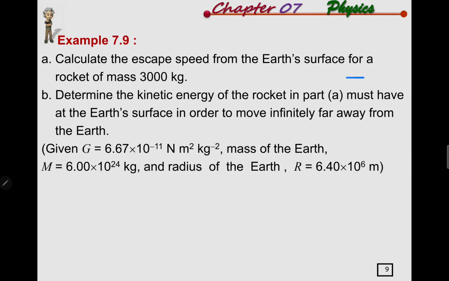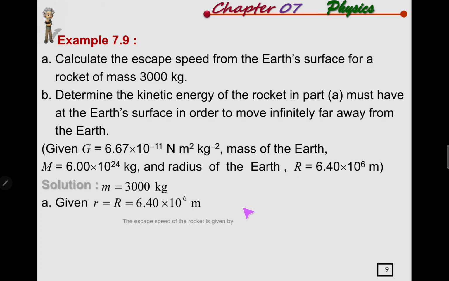Okay, for the next example, example 7.9. For this one they wanted to calculate the escape speed from the Earth's surface for a rocket of given mass 3000 kilogram, and then B, they wanted to determine the kinetic energy of the rocket that it must have at the Earth's surface in order to move infinitely away from the Earth.